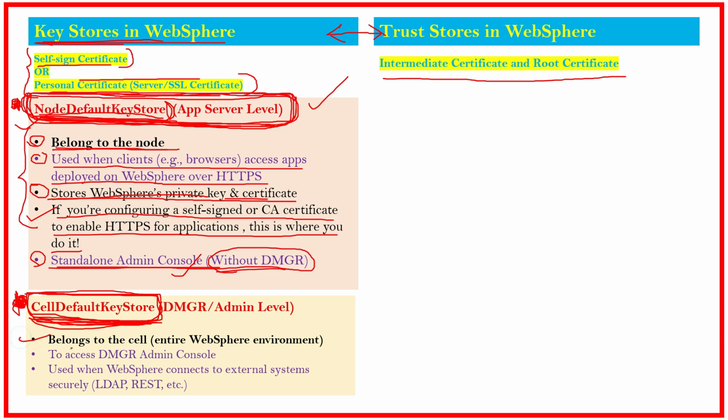So that means it belongs to the cell, the entire WebSphere environment. If you want to secure the access to your admin console or the DMGR admin console, we use the cell default, and it is used when WebSphere connects to external systems securely. And along with that, what we have learned some time back in the previous slide, for the outbound connections, if your WebSphere is going to connect to the outside world, any of the REST API, any of the identity server or any of the JMS or third-party system integrations, for that also we do the SSL configuration at the cell default key store.